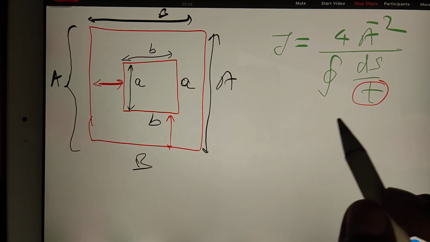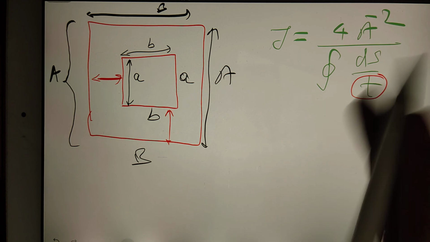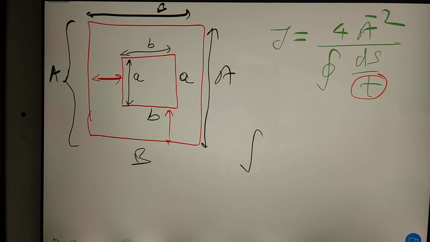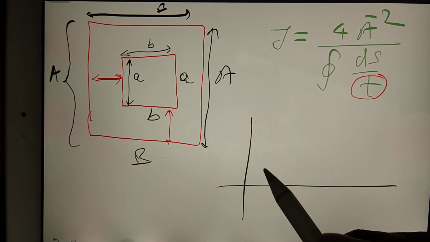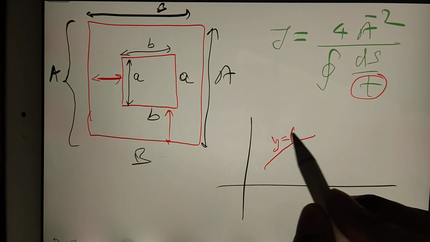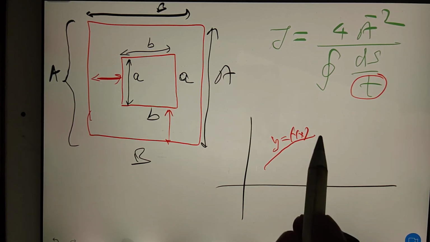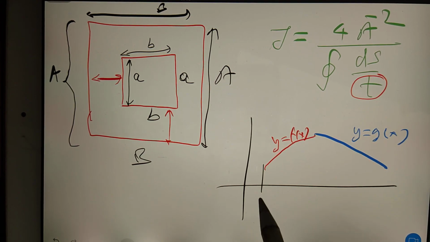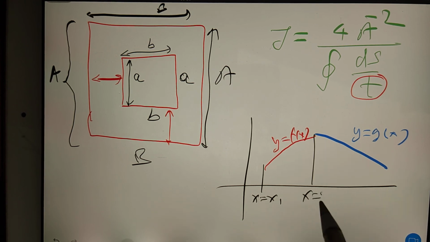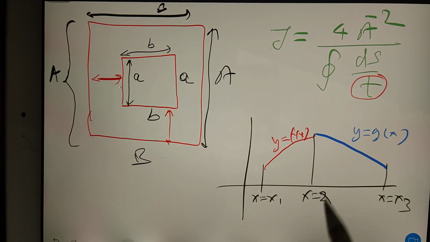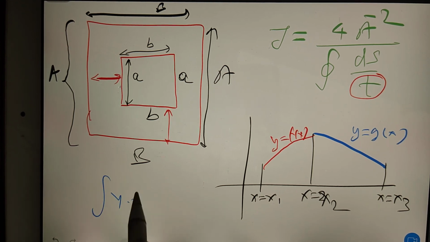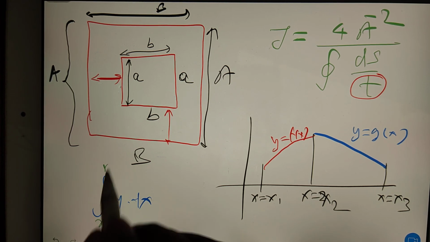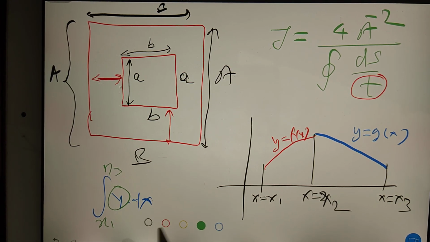So you try to recall your 12th class integration, when our limit used to change. Suppose, just as an example, from here to here you have a different curve, y is equal to f(x), and from here to here you have a different curve, y is equal to g(x). Limit wise, here x is equal to x1, here x is equal to x2, here x is equal to x3. Suppose I have to integrate y dx. I cannot integrate from x1 to x3 using the same function, correct? Because the function is changing at x2.